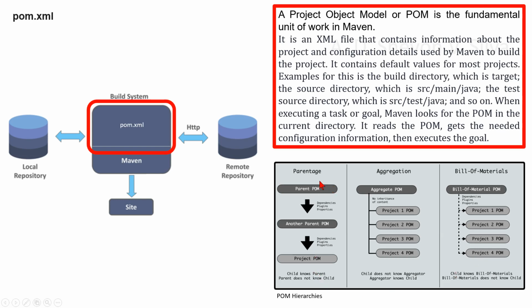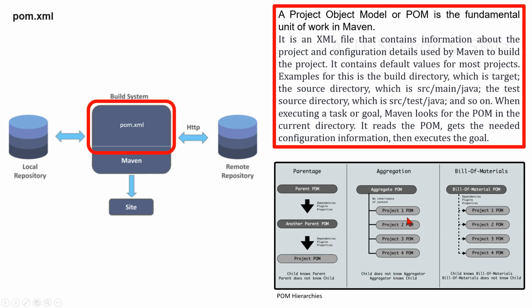Here you can see pom hierarchies. Here the parent is connected to another parent. Parent pom is connected to another parent pom via dependencies, plugins, and properties, and another parent pom is connected to the project pom via dependencies, plugins, and properties. Here the child knows the parent, and the parent doesn't know the child.